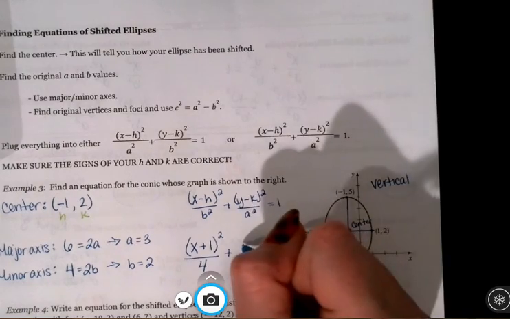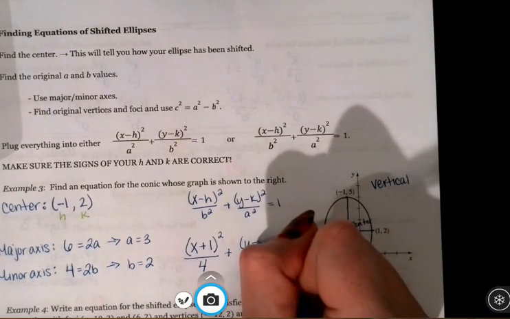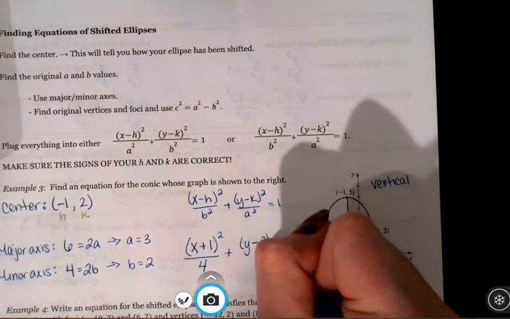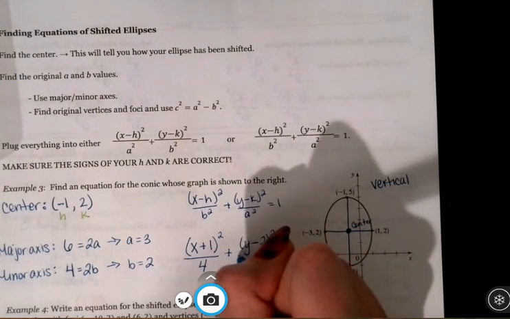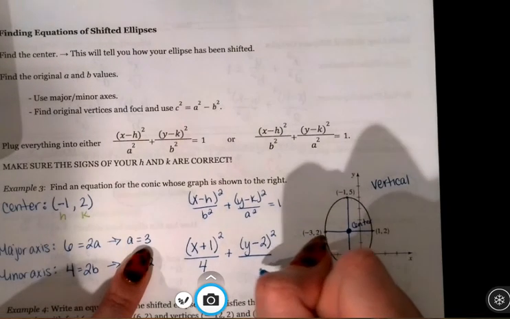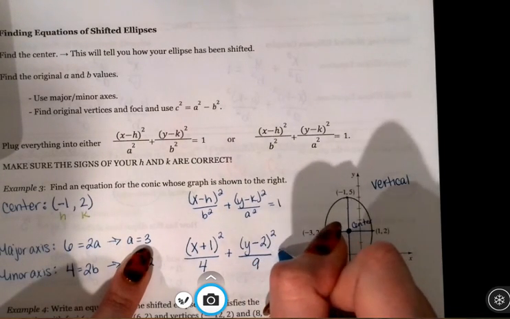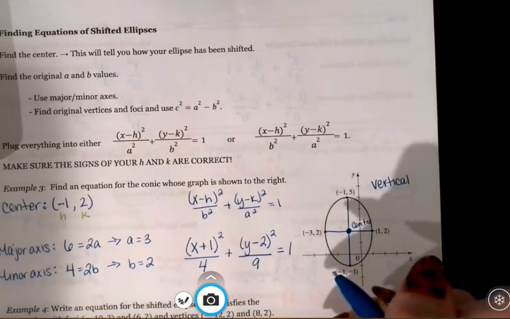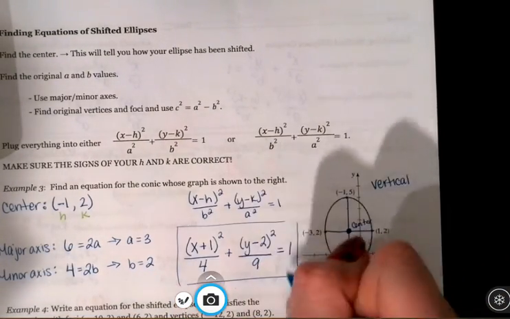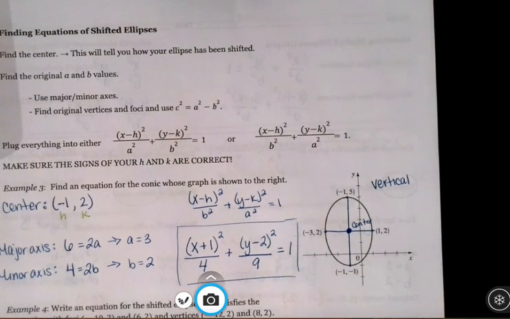Then I have a plus sign. I have y minus k. My k is 2, so (y - 2) squared, all over a squared. Well, since a was 3, 3 squared is 9. And this is my equation. So significantly less time to do it when we have a picture here.